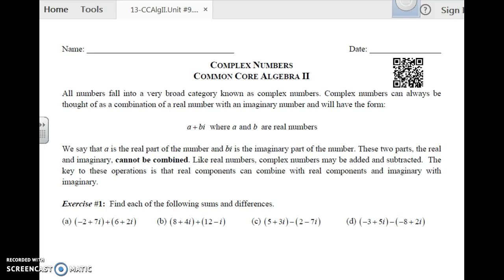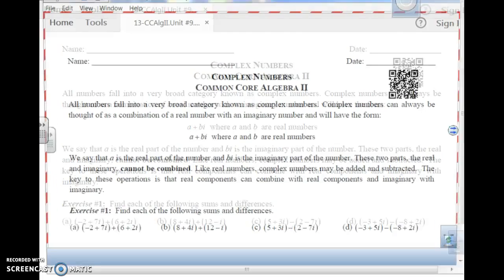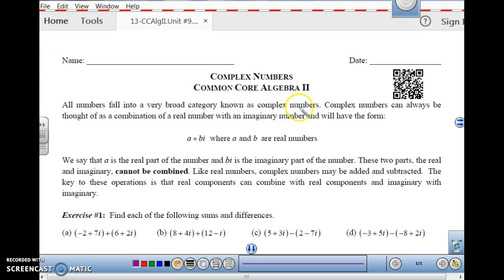This is Algebra 2, Unit 9, Lesson 2 on complex numbers. All numbers fall into a very broad category known as complex numbers. Complex numbers can always be thought of as a combination of a real number with an imaginary number, and it has the form a plus bi. The a part is the real part, and the bi is the imaginary part.